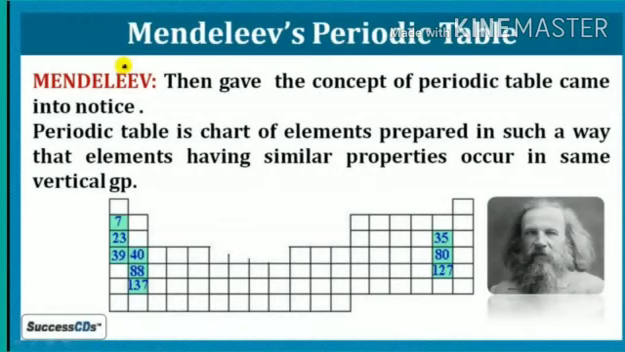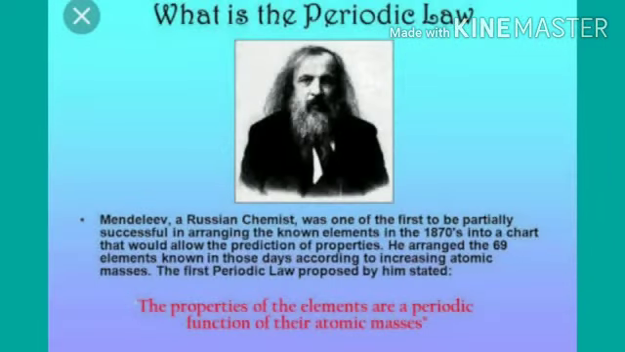Mendeleev's classification. Mendeleev was a Russian scientist. At the time of Mendeleev, 63 elements were known. He also arranged the elements in an increasing order of their atomic masses. He did the classification of elements on the basis of their physical and chemical properties. Mendeleev found that the elements with similar physical and chemical properties repeat after a definite interval of elements.